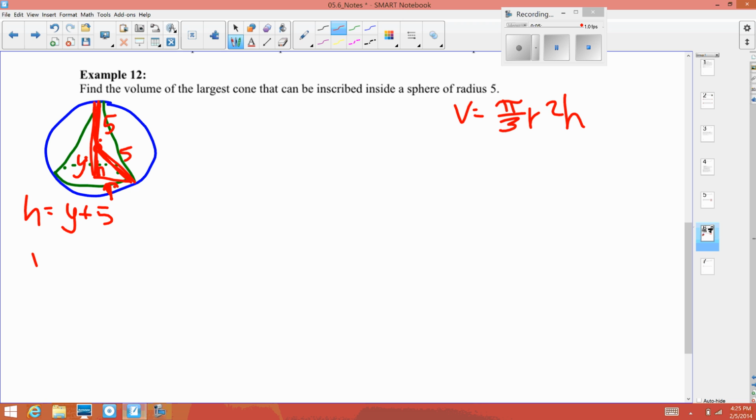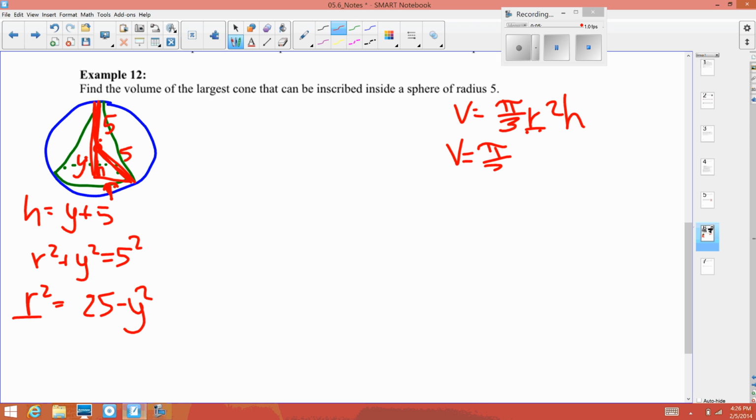So now we can come up with another equation using this right triangle here. We have r squared plus y squared equals 5 squared. Solving this for r squared, that'll be 25 minus y squared. All right, and I could solve this for r, but I recognize that I have r squared in my equation, so I'm just going to leave it like that for now. Okay, and then last step, I have everything in terms of y now, so I could just go ahead and plug it in.